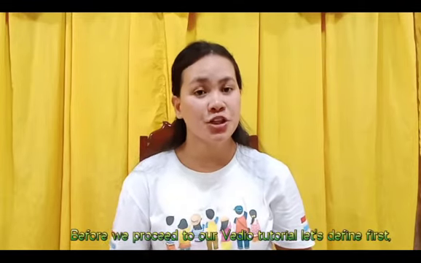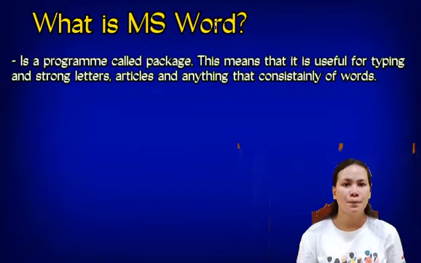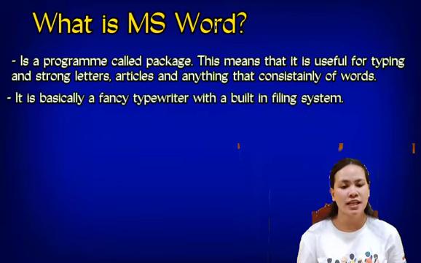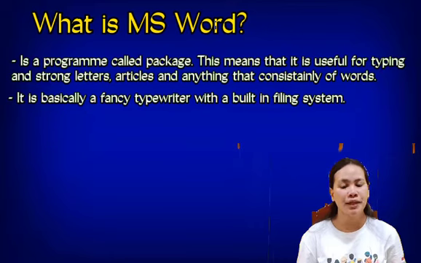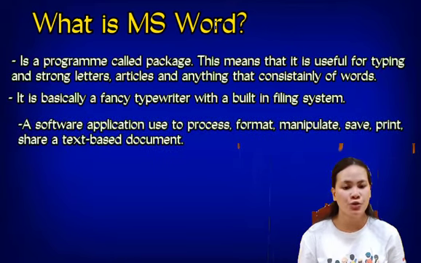Before we proceed to our video tutorial, let's define first what is MS Word. MS Word is a word processing package. This means that it is useful for typing and storing letters, articles, and anything that consists mainly of words. It is basically a fancy typewriter with a built-in filing system, a software application used to process, format, manipulate, save, print, and share a text-based document.